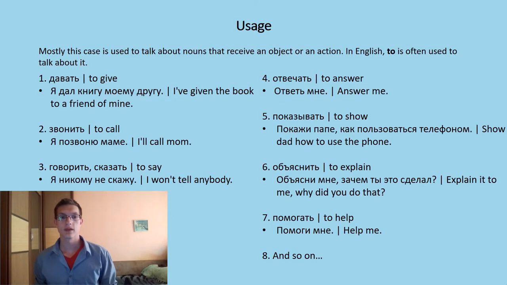The usage. Mostly this case is used to talk about nouns that receive an object or an action. In English, the preposition to is often used to talk about it. For example, я дал книгу моему другу. Я позвоню маме. Я никому не скажу. Ответь мне. Покажи папе, как пользоваться телефоном. Объясни мне, зачем ты это сделал. Помоги мне. And so on.